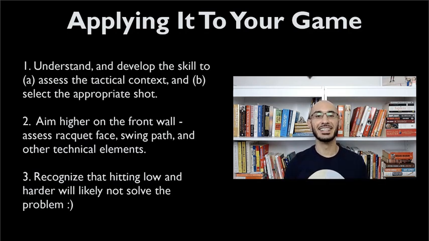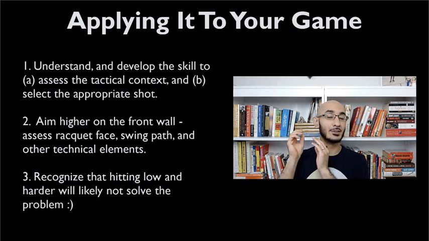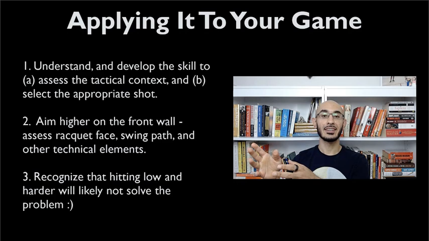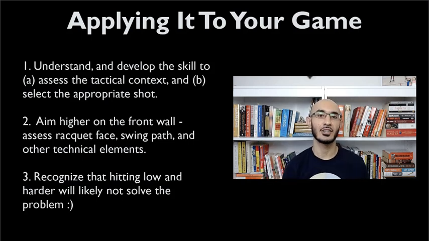And the final thing is recognizing that hitting low and hard will likely not solve your problem. Chances are you're not going to catch your opponent snoozing. And the automatic default one is when someone's under pressure, you see this all the time. I used to do this all the time. You go into the front right corner, assuming you're a righty, and that's your forehand, and you're under pressure and you're stretched out and you just smash across court.